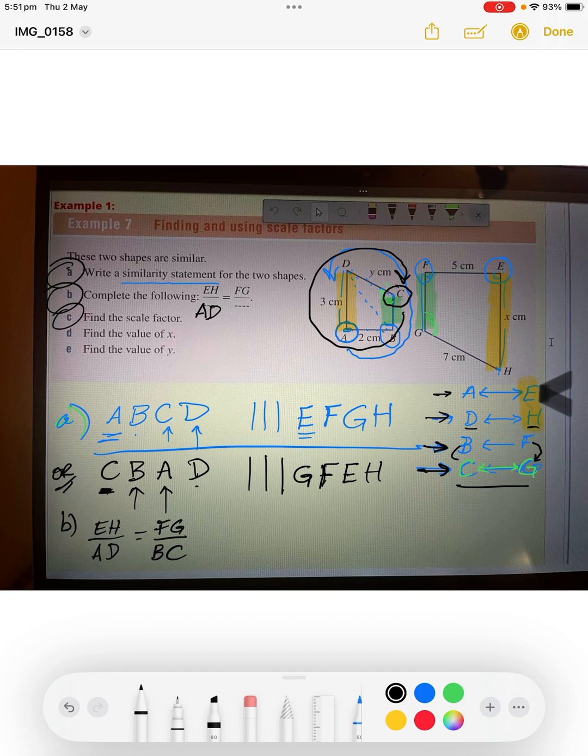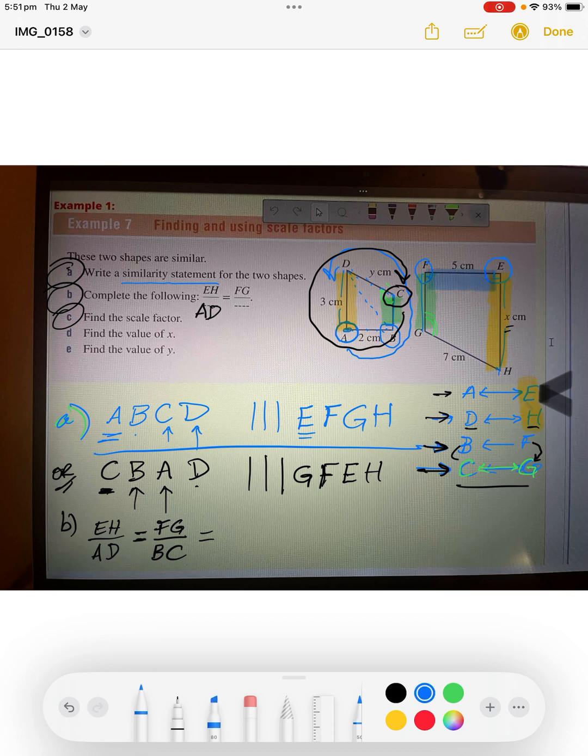Find the scale factor. Well, the scale factor is, well, do we know EH? EH, where's EH? It's X, or we don't know EH. Can't use this one. Do we know FG? No, we don't know FG. Let's come up with two other sides. Well, what sides do we know? Well, if we highlight, don't like that colour for a highlight, F to E.